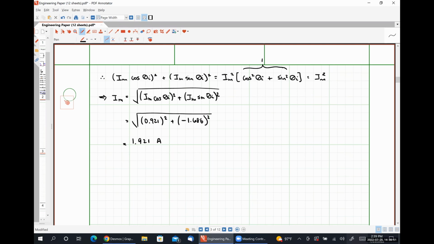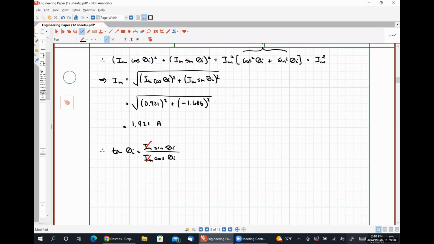So we've got one thing taken care of. Now I can say that the tangent of theta I is equal to sine of theta I divided by the cosine of theta I. I don't know sine of theta I or cosine of theta I, but if I put Im sine of theta I in the numerator and Im cosine of theta I in the denominator, I do know those quantities, and these Im's cancel each other out.